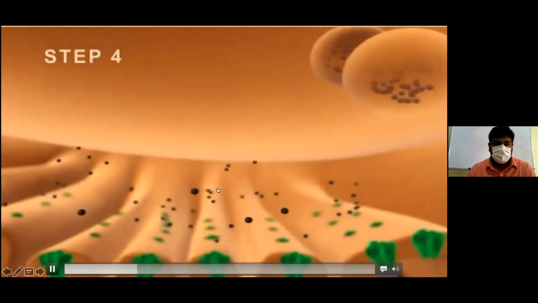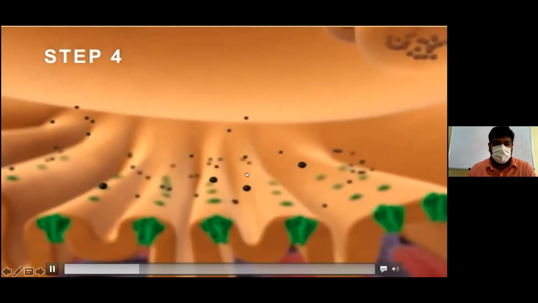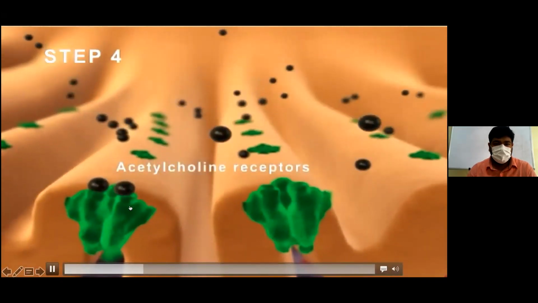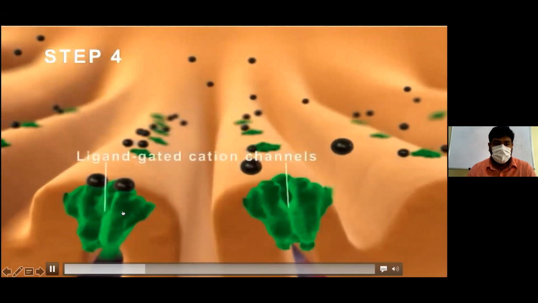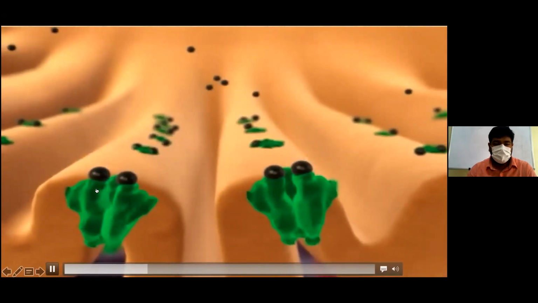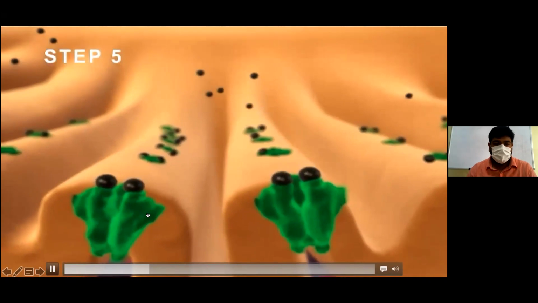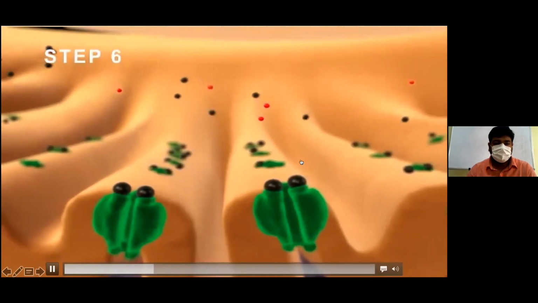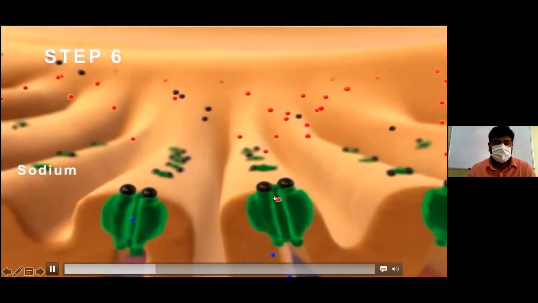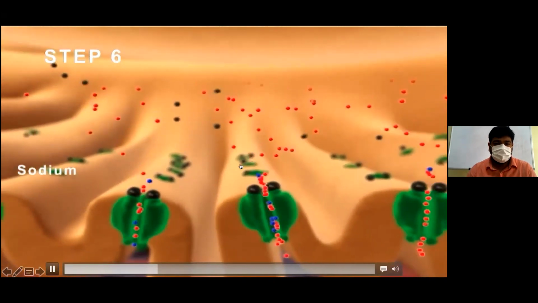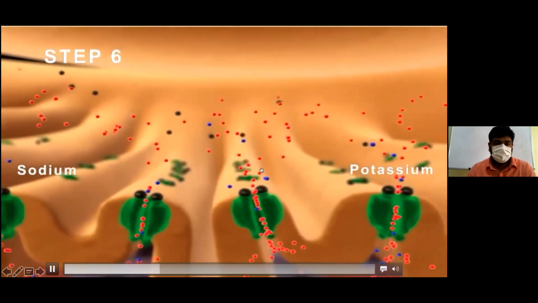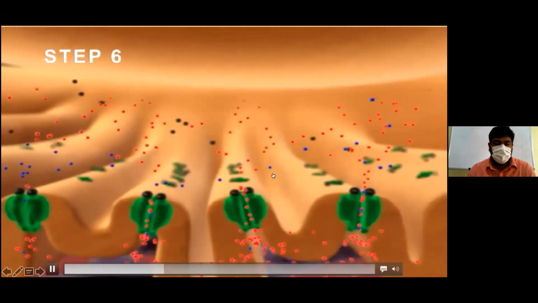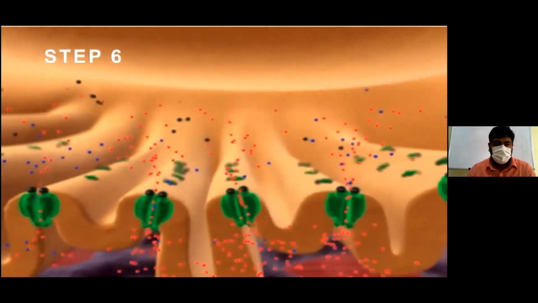In step 4, this diffused acetylcholine in the synaptic space binds to the acetylcholine receptors present on ligand-gated cation channels. Here, 2 molecules of acetylcholine are required for the activation of these channels. With this attachment, there is a conformational change, and it results in step 6, influx of sodium, which is shown in red color, and efflux of potassium, which is shown in blue color. This large influx of sodium and small amount of potassium efflux causes the membrane potential to become less negative.